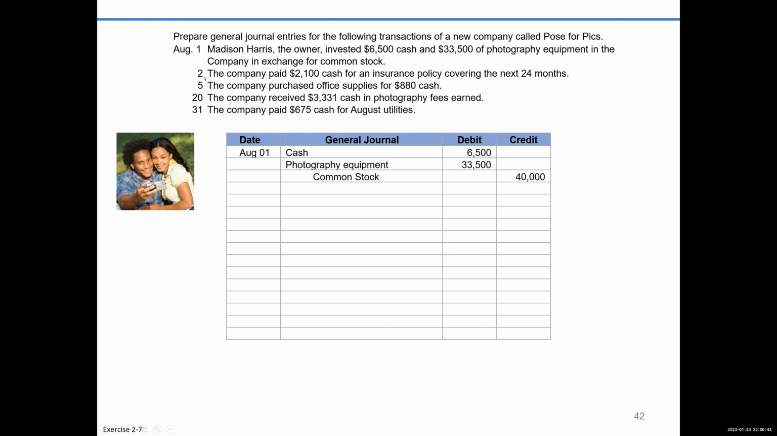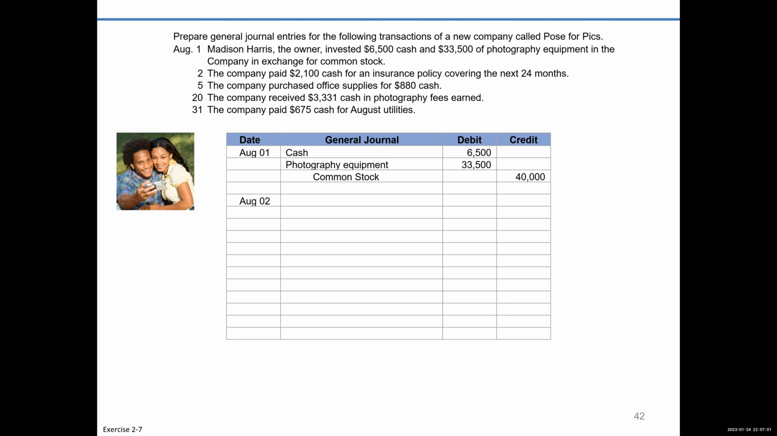Okay, let's start with the next one, number 2, which is August 2nd. The company paid $2,100 cash. Well, what did I tell you? If you pay cash, you're going to credit cash. Okay, so we're going to credit cash.